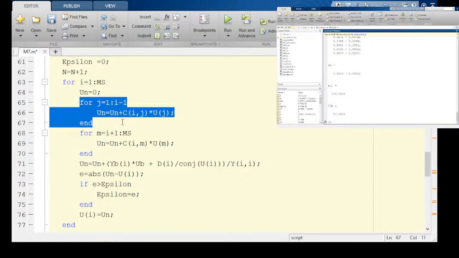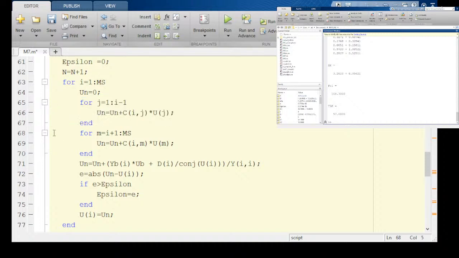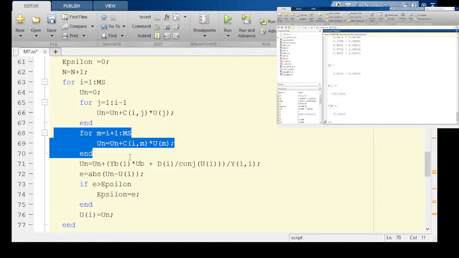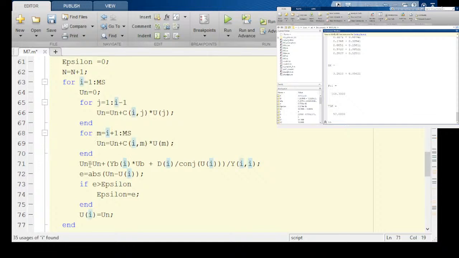The first sum is for the new voltage. The second sum is for the old voltage. And take a look at this part: the base node admittance vector element plus, here it is, this one, take a look. Yeah, this one.